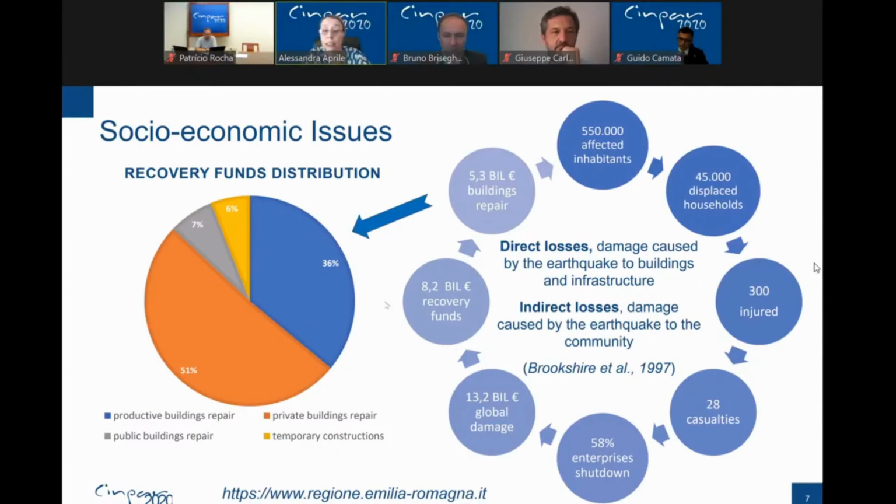The government delivered only 8.2 billion euros as recovery funds, of which 5.3 billion were devoted to building repair: 51% for private building repair, 36% for productive buildings repair, 7% for public buildings, and 6% for temporary construction.